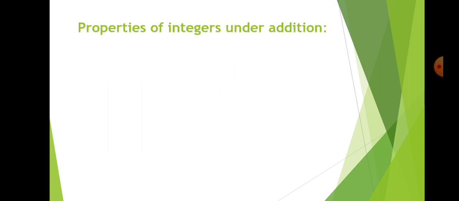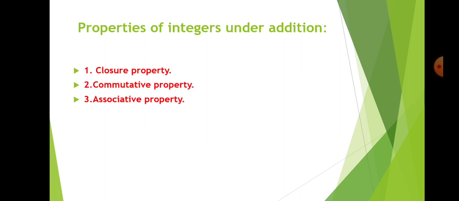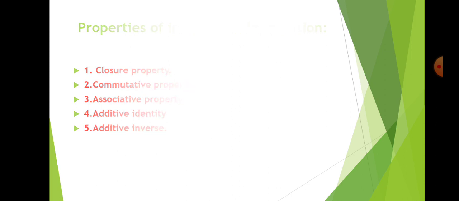Properties of integers under addition. Those are closure property, commutative property, associative property, additive identity and additive inverse. These are 5 properties of integers under addition. Now shall we learn the first property, closure property under addition.